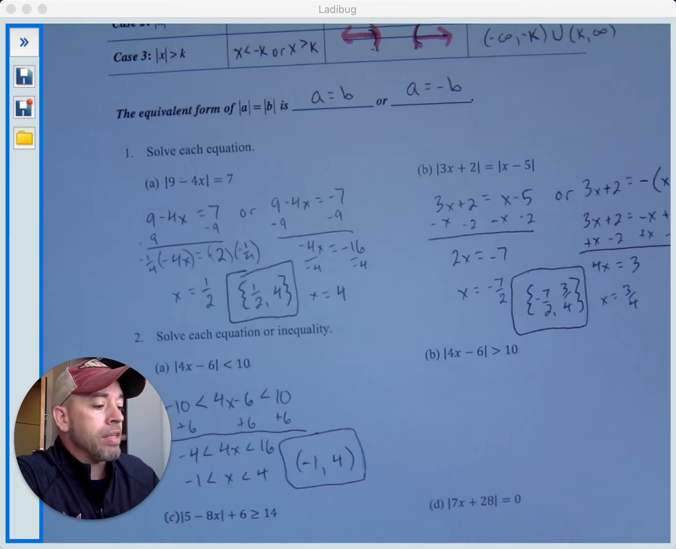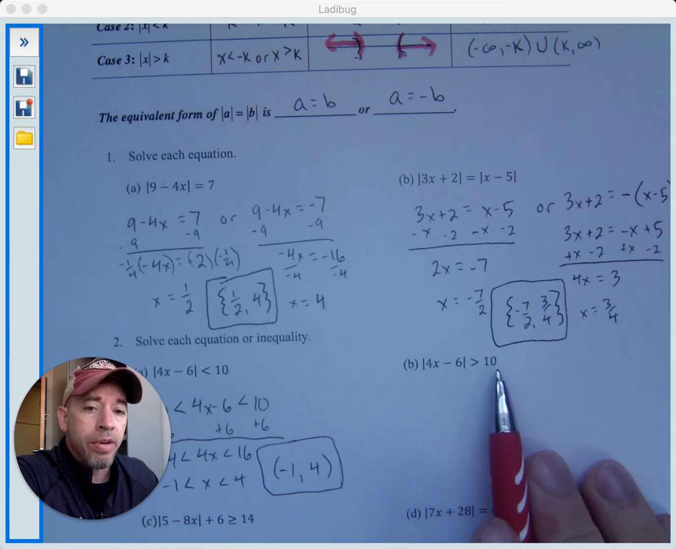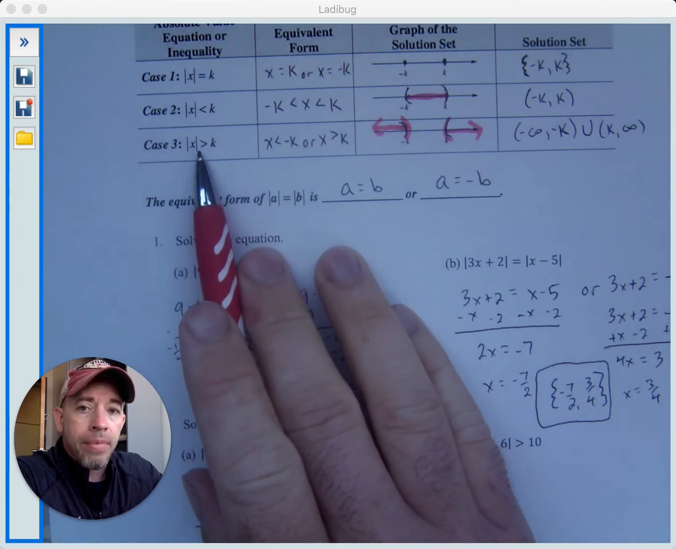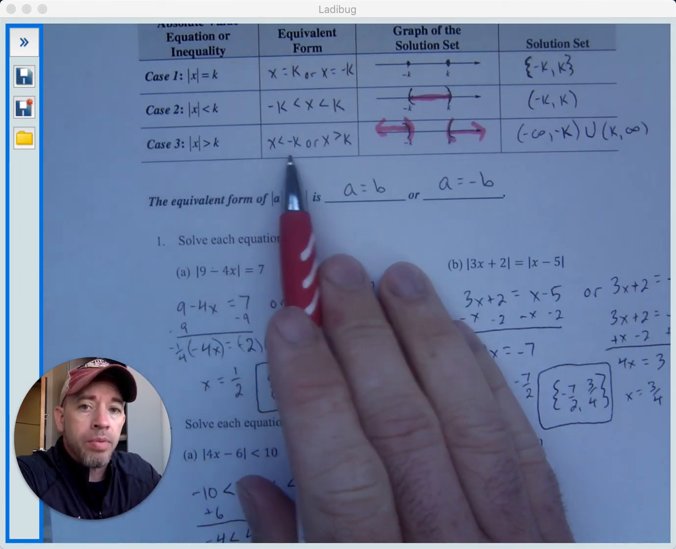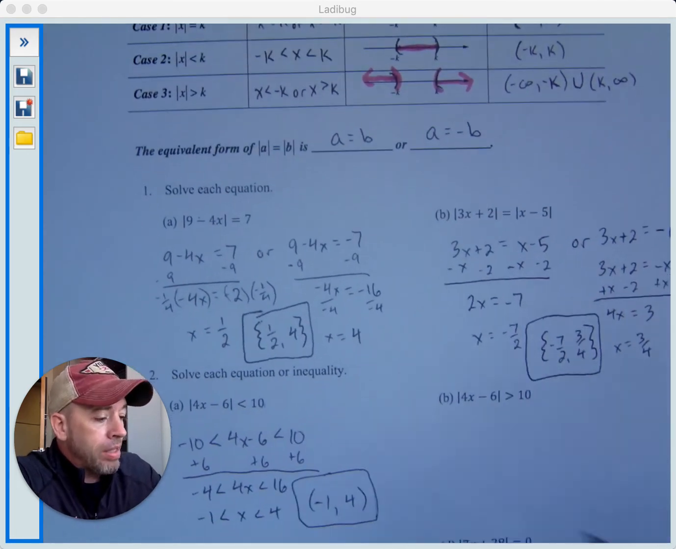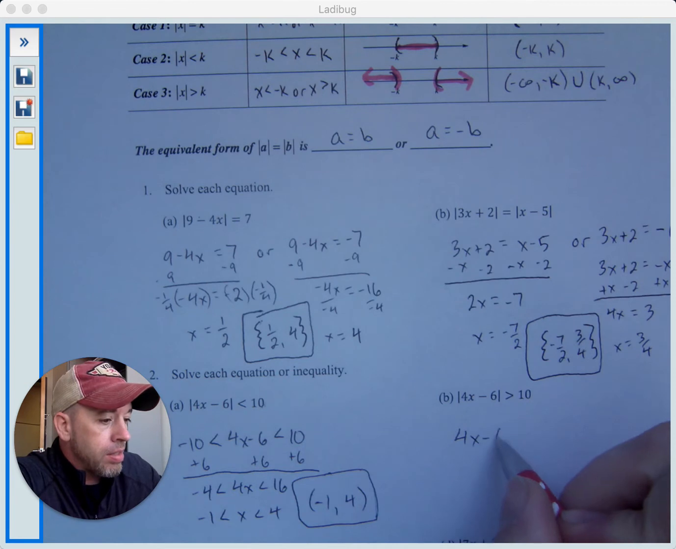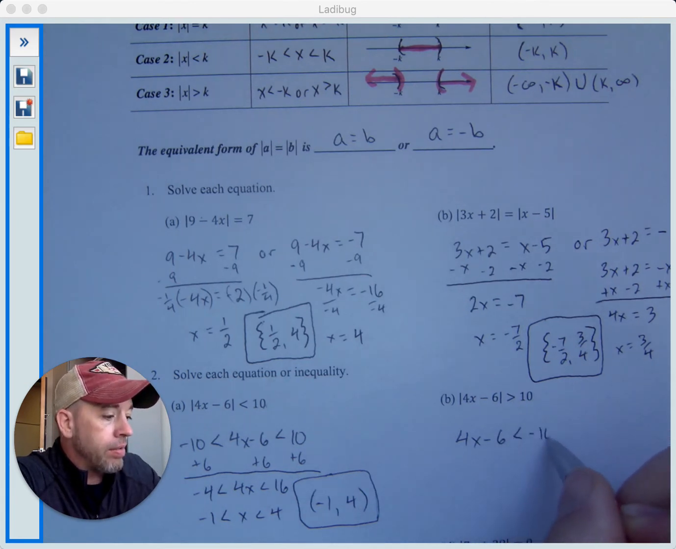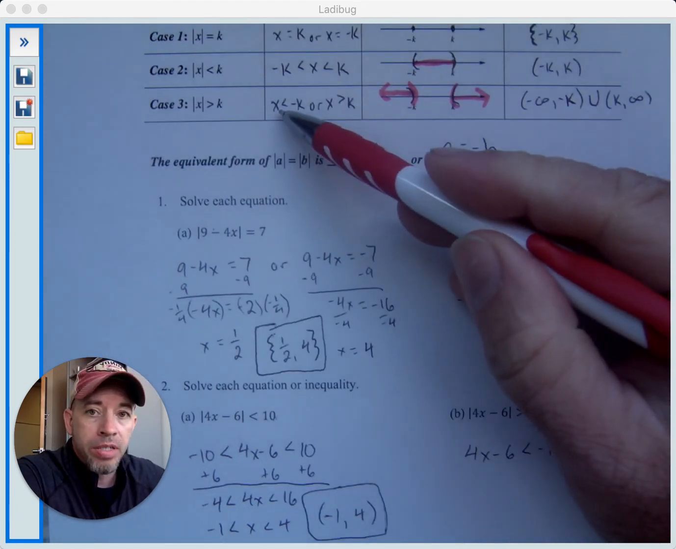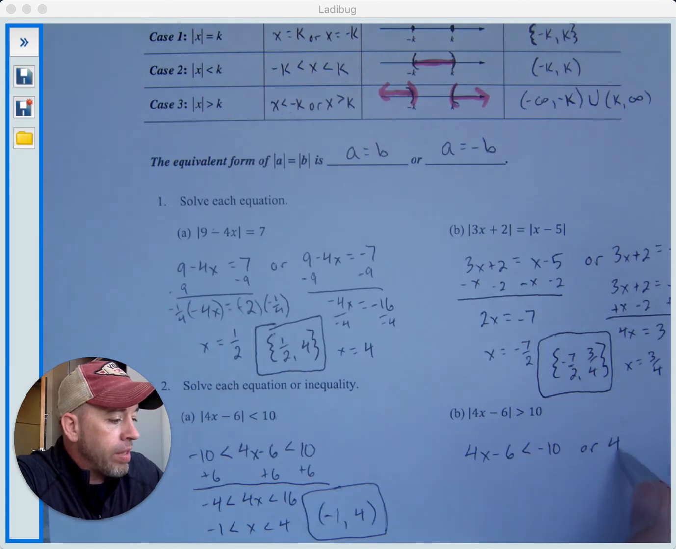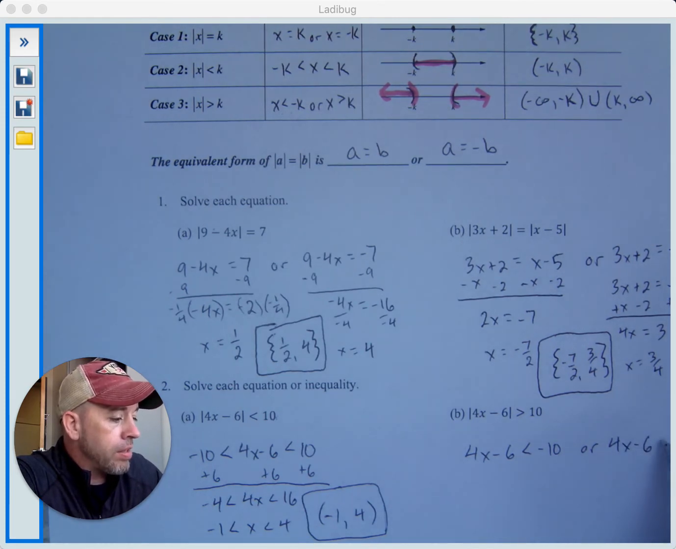All right, let's look at the next one. Looks the same except we have a greater than 10. 10 is a positive number. We can use this third case, right? We're going to split it into two inequalities with an or in the middle, a compound inequality, right? So we could have 4x minus 6 is less than -10. So we have the expression is less than the opposite of that number. Or 4x minus 6 is greater than 10.